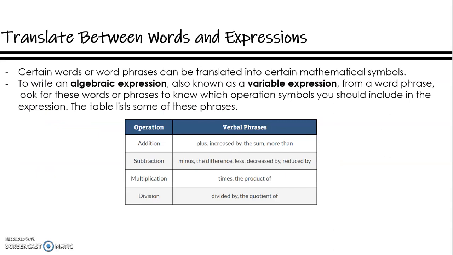So certain words or word phrases can be translated into mathematical symbols, just like we talked about on the last slide. To write an algebraic expression, which remember is also known as a variable expression, you need to look for these words or phrases and know what operation you should use. So here's a good table. This might be something you write down in your notes so that you can remember. You can also pause the video and take a screenshot and keep this somewhere so you can pull it up. But a lot of them you probably already know.